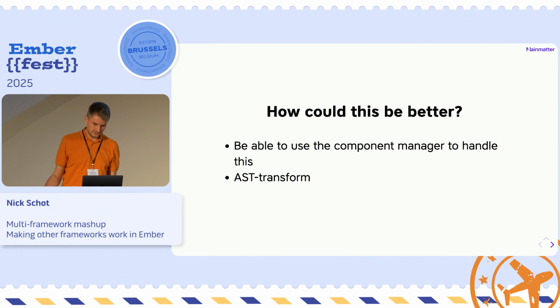So there's some other options you could consider. As mentioned before, we could maybe find a way to make the component manager work and allow it to handle this transparently for us. That would be quite nice. Or you could think of an AST transform, but I don't think there's too much benefit of using an AST transform over what Preston made.